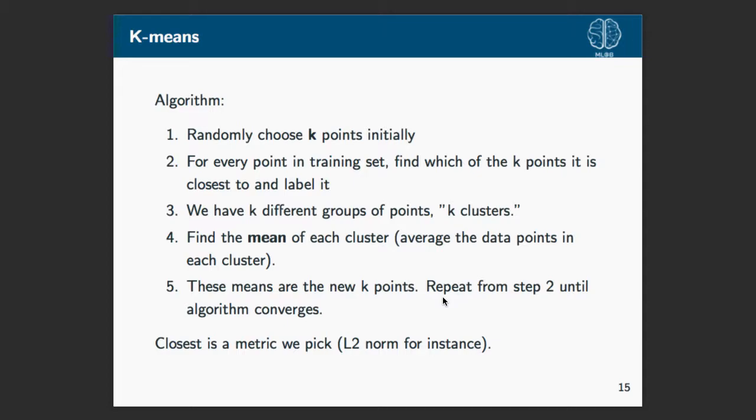Does k-means always converge to the same k points? No, that's actually a very good point, and we'll see that in the visualization. So k-means will converge, but it won't necessarily converge to the optimal or to the same point every time for the same k. It's very dependent on where you start these k points initially. So if you start in a bad place, it might get stuck in a local optimum and not be able to reach the global optimum.